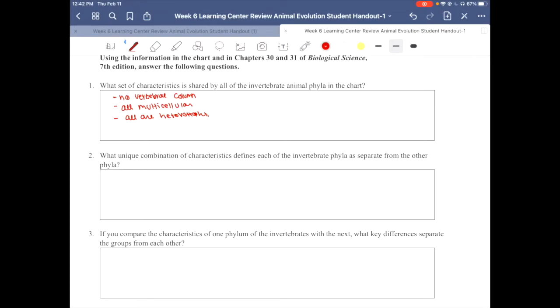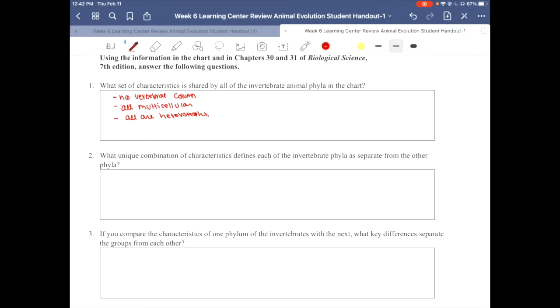Okay, so the next question talks about what unique combination of characteristics define each of the invertebrate phyla as separate from the other phyla. So we need to compare the characteristics in the given columns that we just looked at, and the ones that change from one column to the next are going to be key characteristics that separate the group.